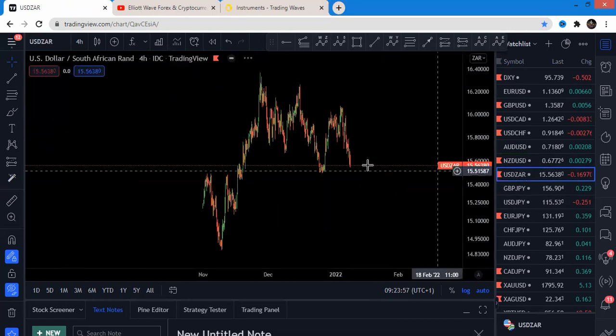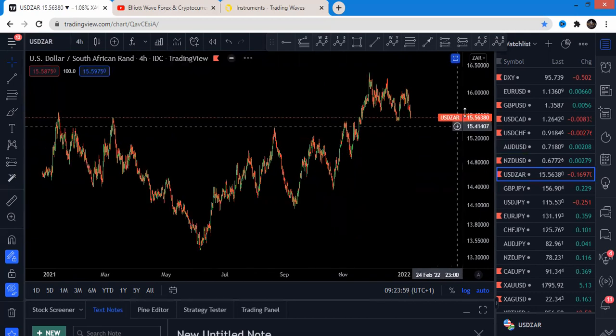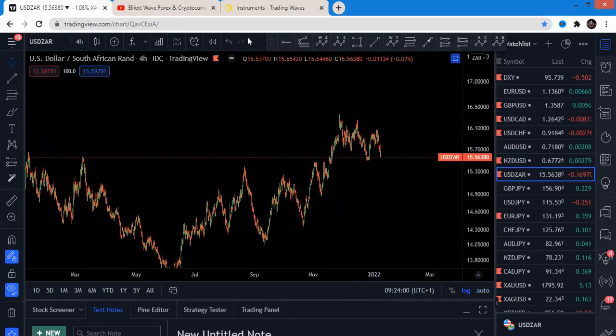US dollar ZAR, we were looking for US dollar ZAR to resume a move to the upside after making this corrective structure. We started looking at this one to be a move, all the corrections, so that we can get another leg to the upside, but instead we've only got this to be a corrective structure. And what it is doing now is that we've got a complex B correction here.